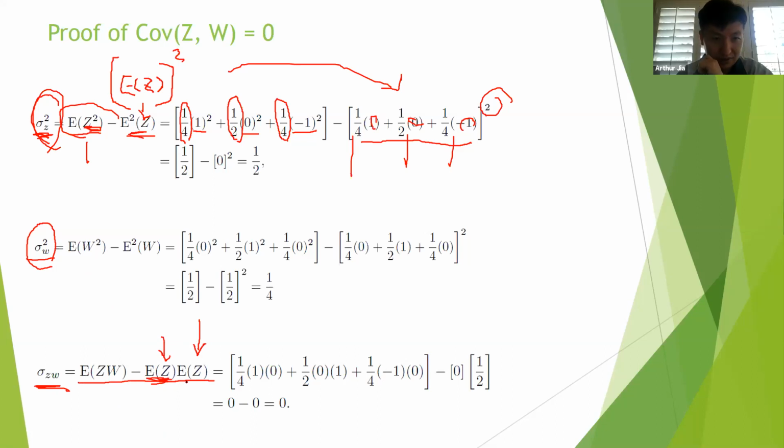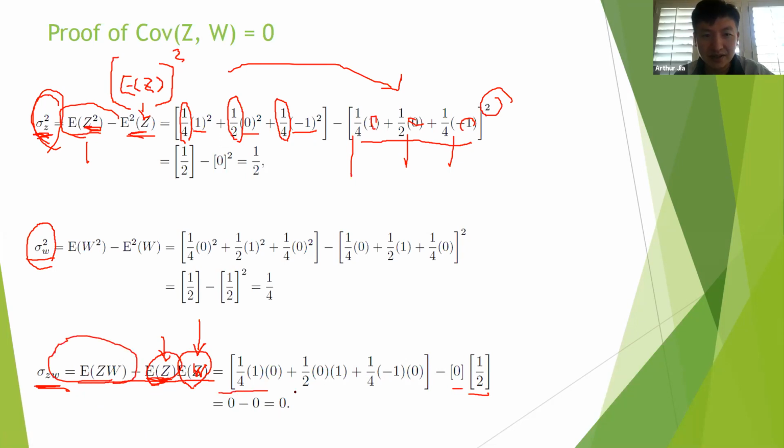Oh, there's a typo here. Sorry. So this should be the expectation value of Z multiplied by W minus the expectation of Z multiplied by the expectation of W. Okay, so this is easy, right? This is how we calculate the expectation of Z and the expectation of W. We have already calculated this part and this part. And now we just worry about this part, right?